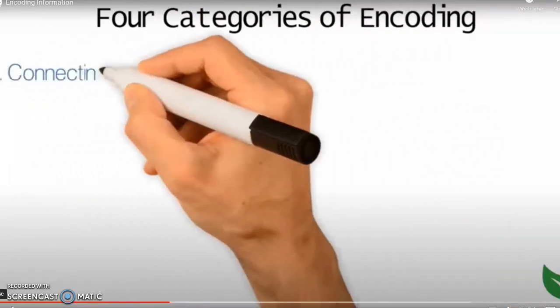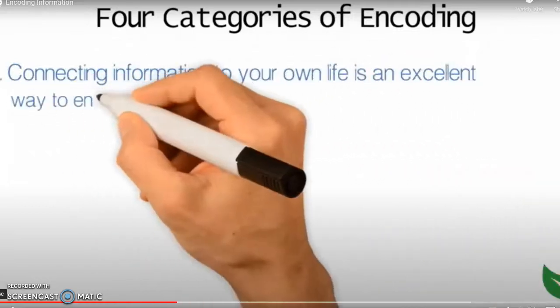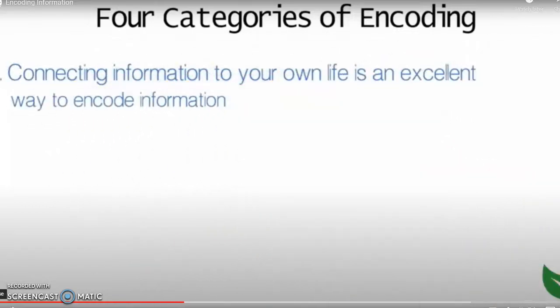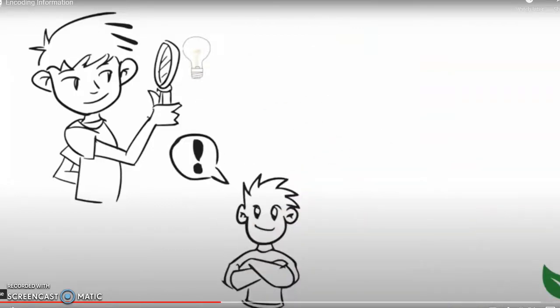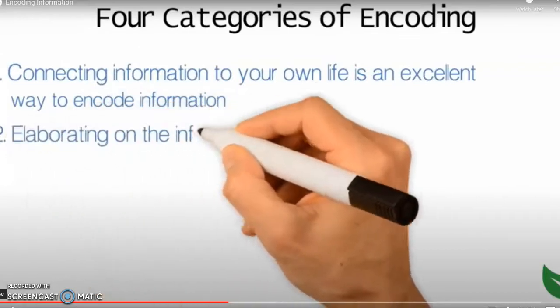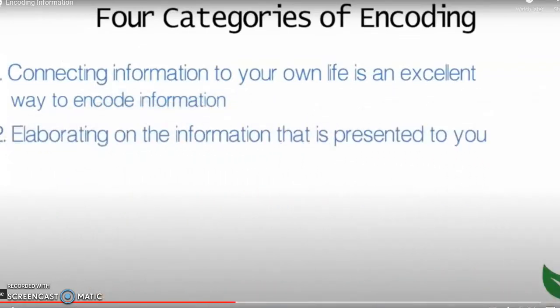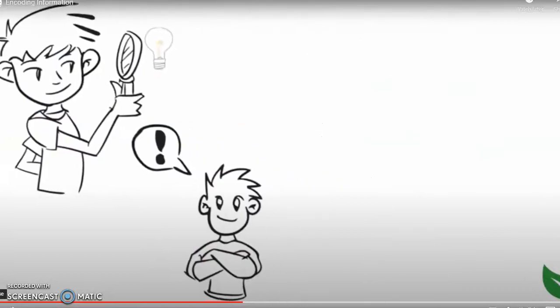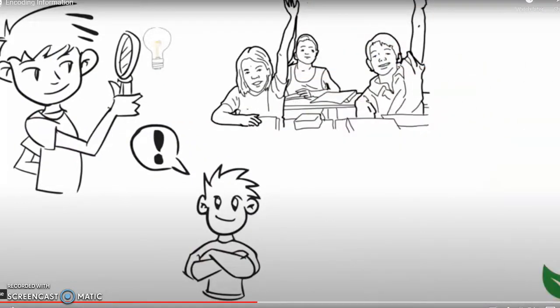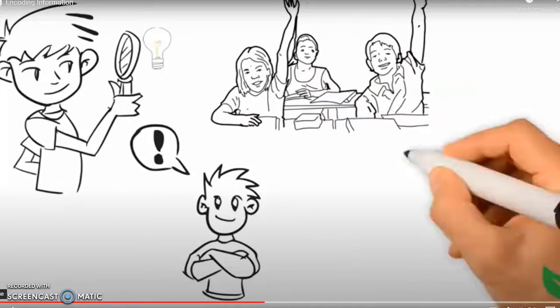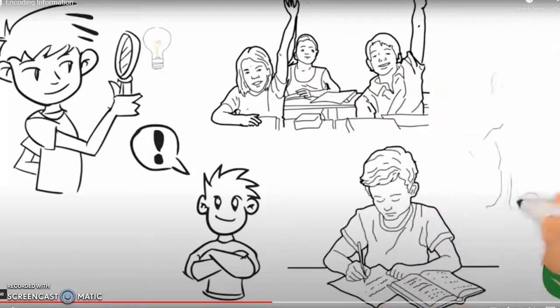1. Connecting information to your own life is an excellent way to encode information. To do this, find examples of a concept in your own life. Understand how this information will be relevant to you in the future. 2. Elaborating on the information that is presented to you. To do this, ask questions during learning and connect current information to other concepts you've studied. Annotate readings with short summaries and questions.